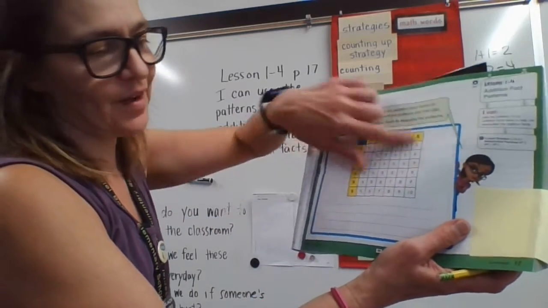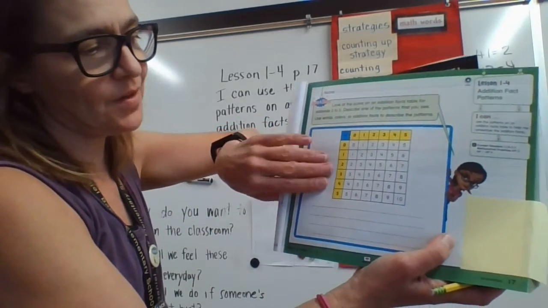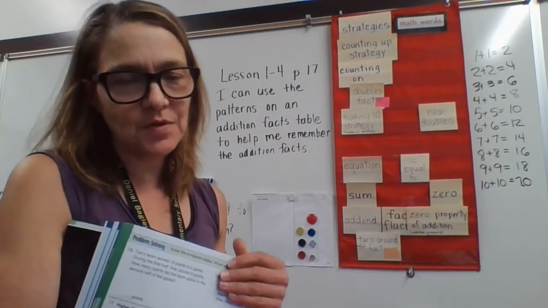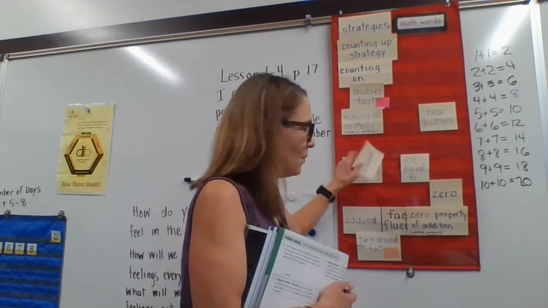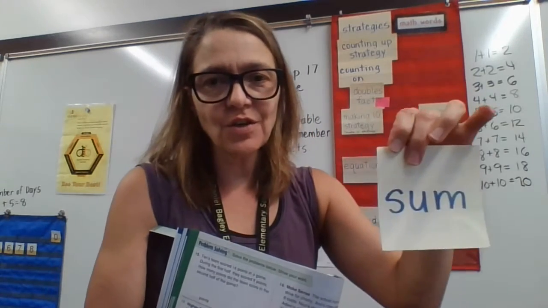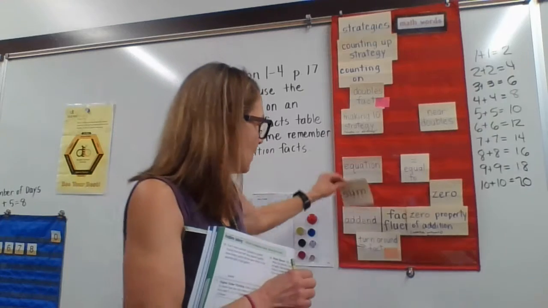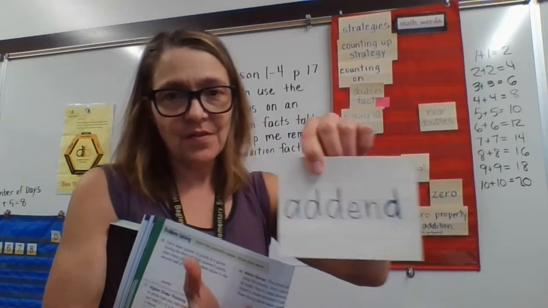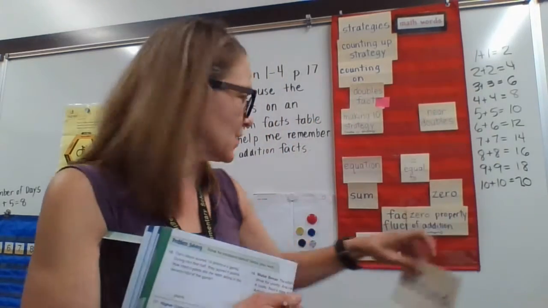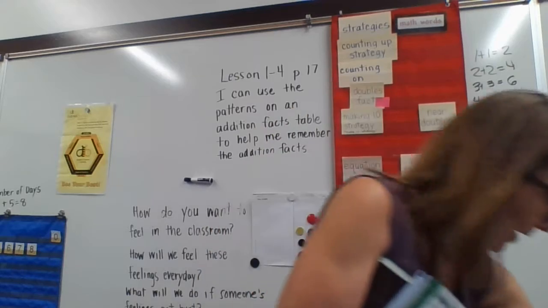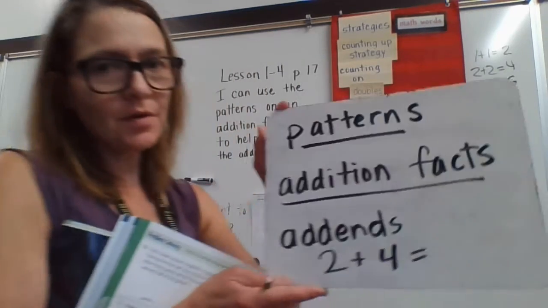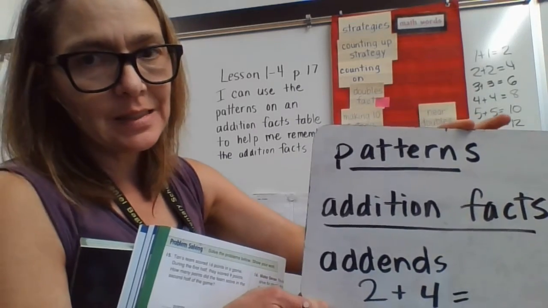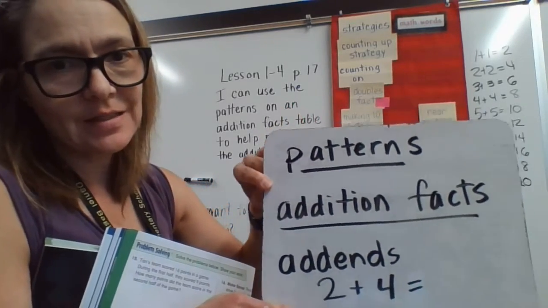And this is your addition facts table to 10. So these are all of your sums to 10. And we'll do a little review with some of the words from last week. And we have sum, and the sum is the answer in an addition problem. And then we have addend, and addends are the values that you're adding to get your sum. Okay, addends. And some other important words are patterns, and patterns are things we notice that repeat, and addition facts.